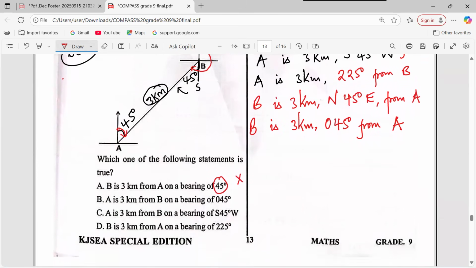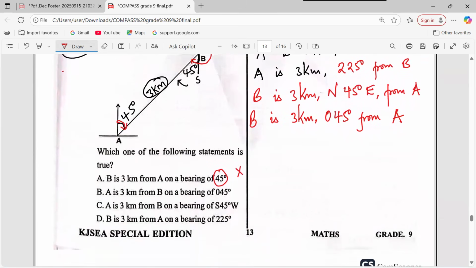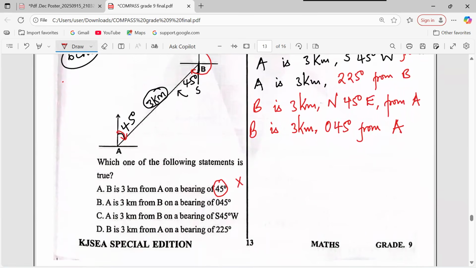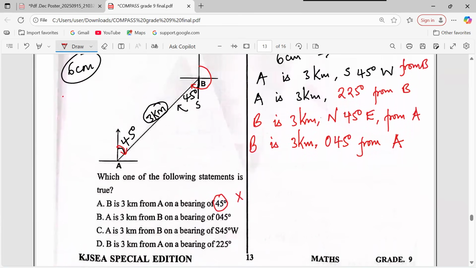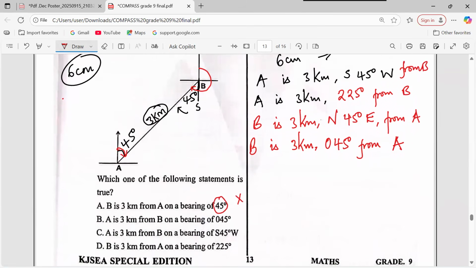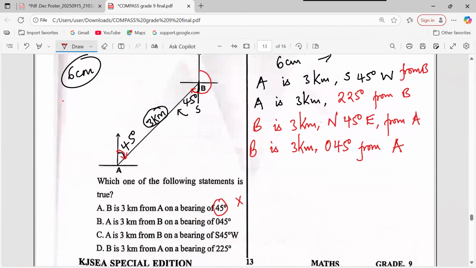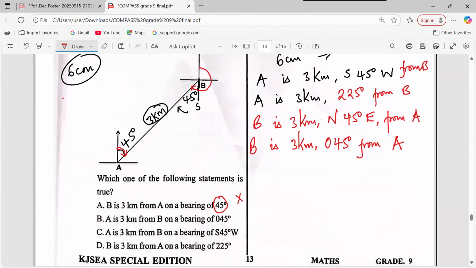Part B says that A is 3 kilometers from B, on a bearing of 045. A from B is not 045. A from B, the true bearing should be 225. Therefore, we eliminate B. Let's go to C.